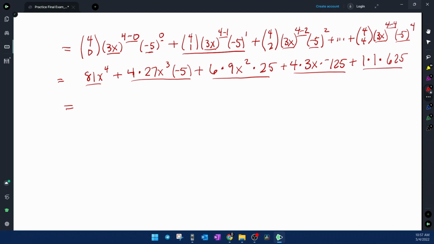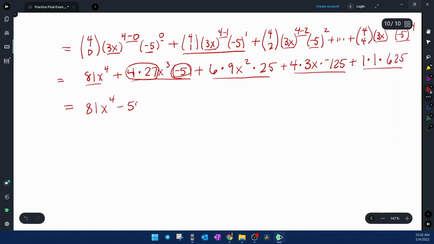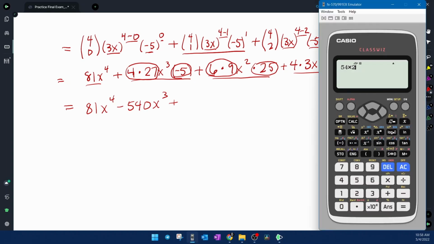And the last step, we need to simplify each one of the terms of the binomial expansion, and this will be our last step. 81x to the 4th is already simplified. Next, 4 times 27 times negative 5 on the calculator. 4 times 27 times negative 5, negative 540. That is going to be the coefficient of our x cubed. And then plus 6 times 9, 54 times 25. 54 times 25 on our calculator, 1350.